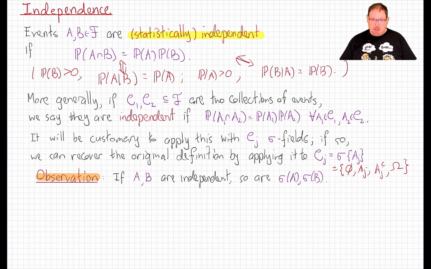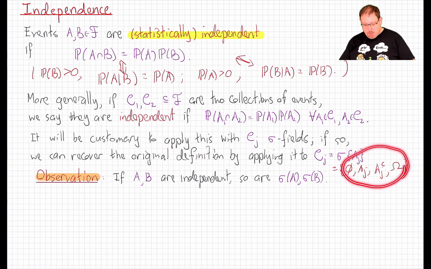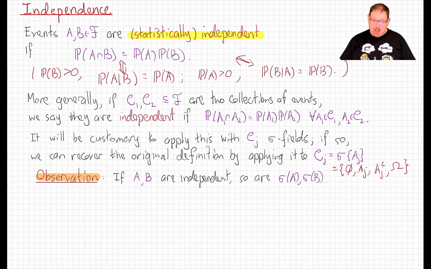The observation from that is that if A and B are independent in this sense, then they're also independent in the sense that their sigma fields are independent. And why is that? Well, we just need to check that all four elements here on both sides for A and B satisfy the independence criterion. So let's just check that.